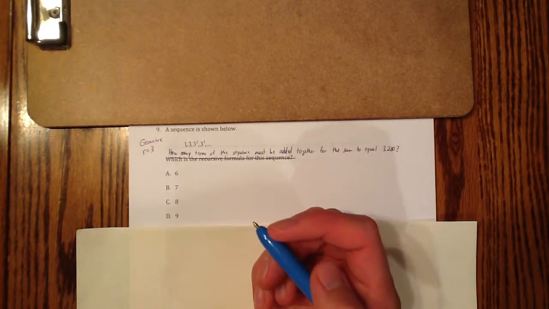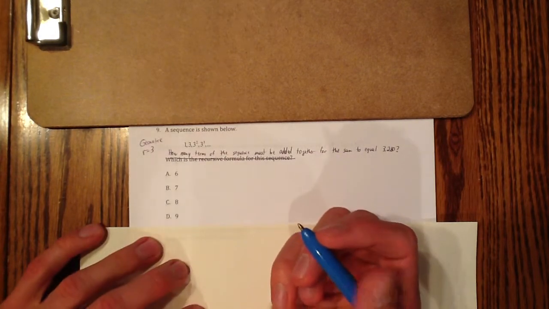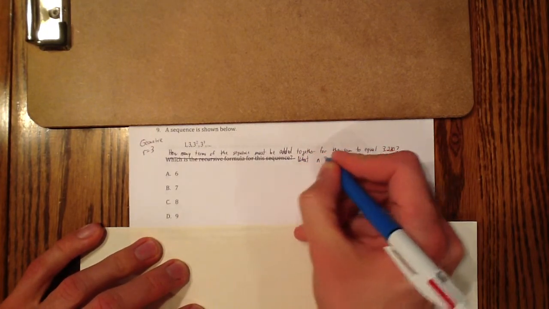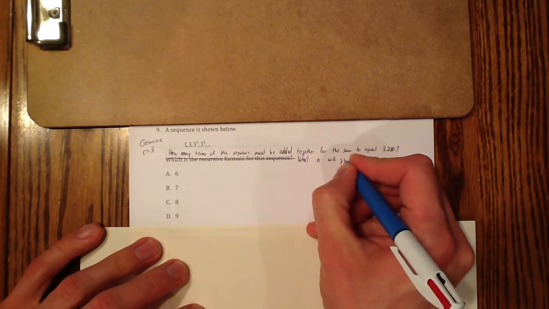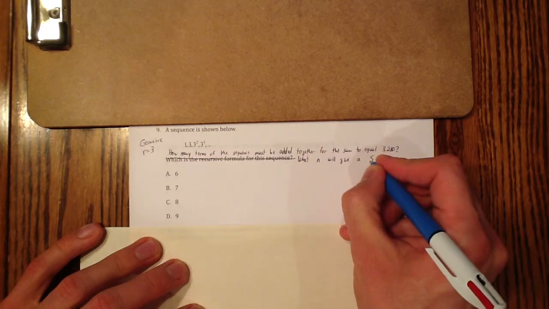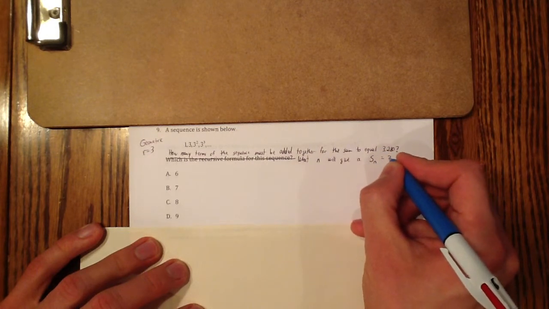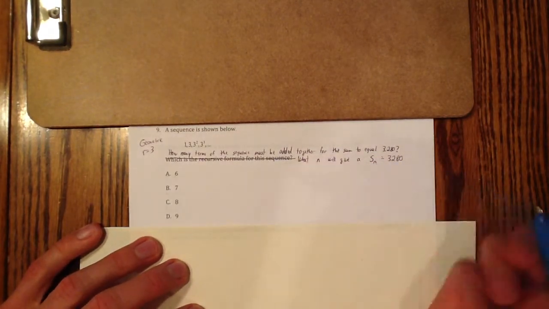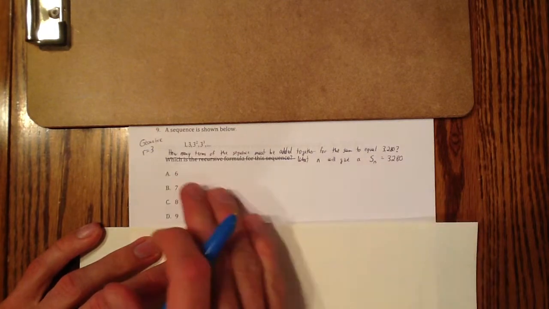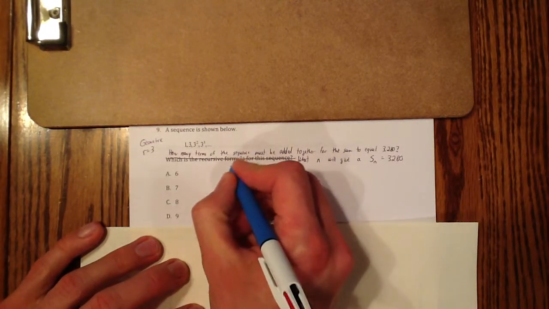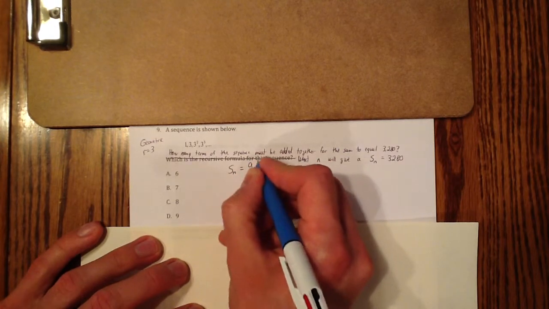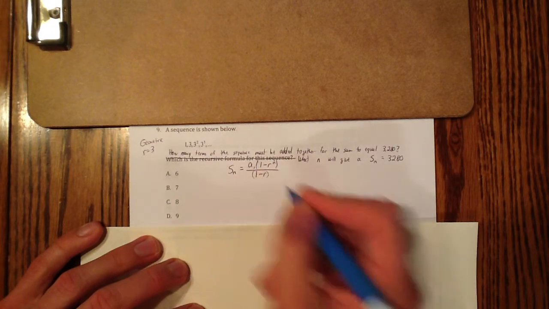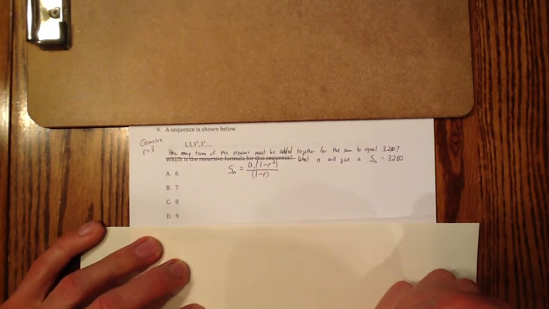Okay, so how many terms of the sequence must be added together? Let me rephrase this: what n will give a sum equal to 3,280? S sub n, what's that? It's a formula. It's the sum of so many terms in a sequence. And this is geometric, so we're going to use that formula: a sub 1 times 1 minus r to the n, over 1 minus r. We'll put that in parentheses just for fun. Okay? Let's start filling some numbers in.